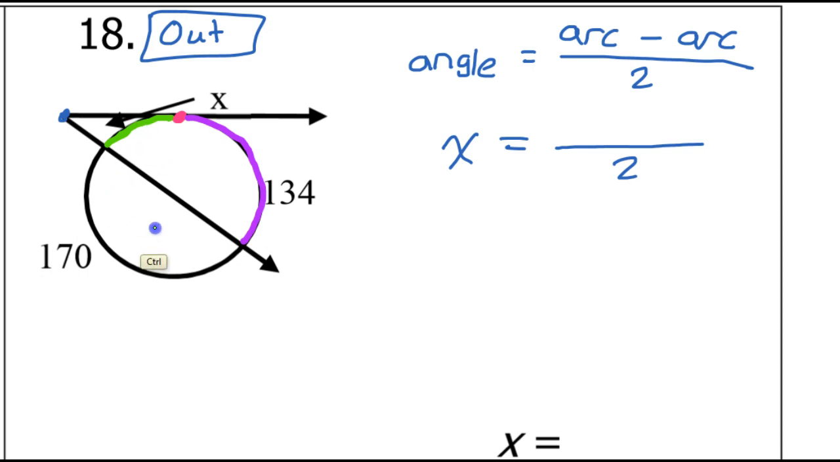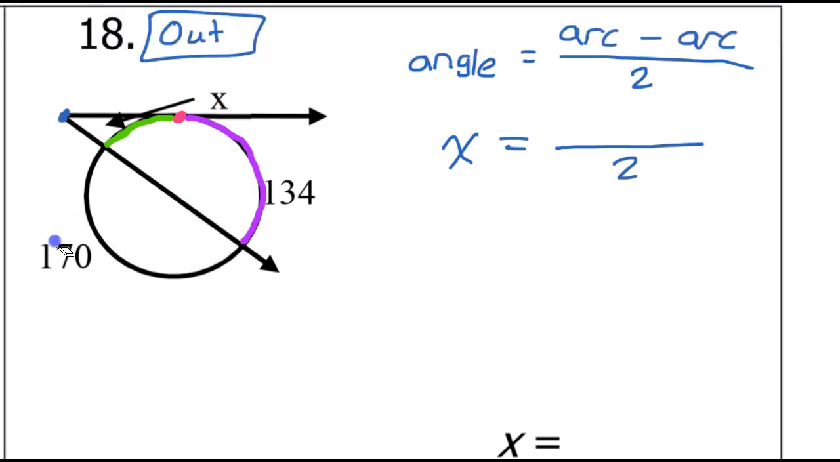180. Not 180, because I don't actually know this is a diameter. It does look pretty close, but actually I can tell, look at this, 170. If this was a diameter, what would that be? 180. It would be 180, right? If this really was a diameter, that would be 180. So this is not a diameter, so instead, what do I do?